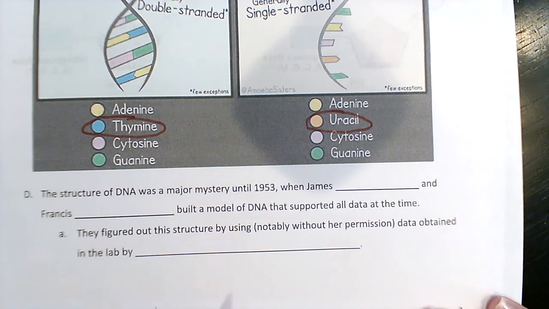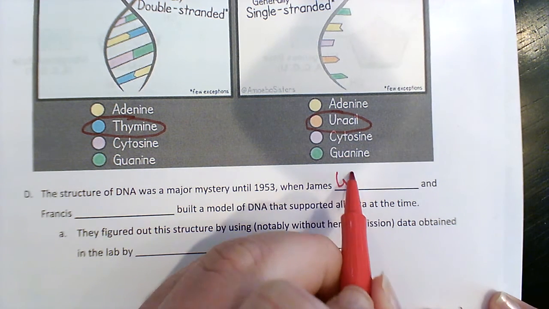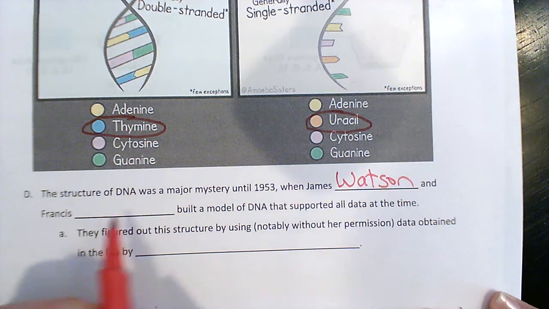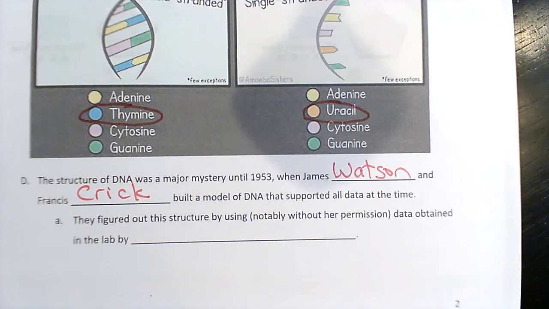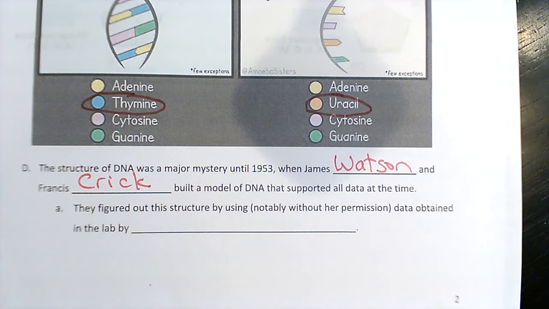But it's a mystery until James Watson and Francis Crick built a model of DNA that finally supported all the data at the time. So they knew nucleic acids existed. They knew proteins existed. They knew lipids existed. But nobody really had known for sure which of those molecules stores the genetic information, the things that cause our traits, the things that pass from parent to offspring to give instructions.